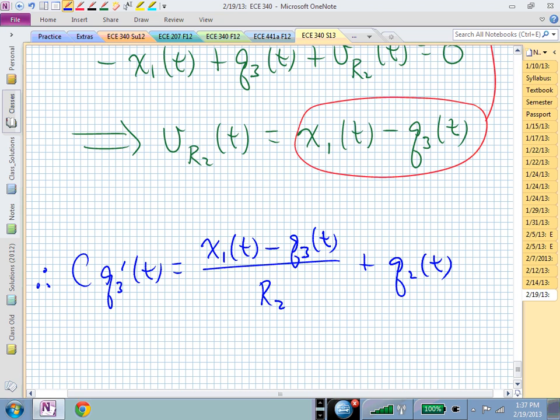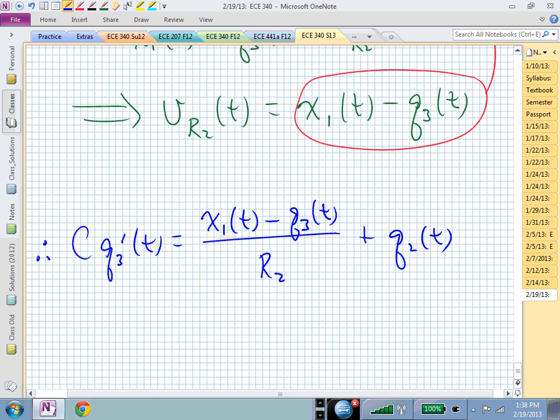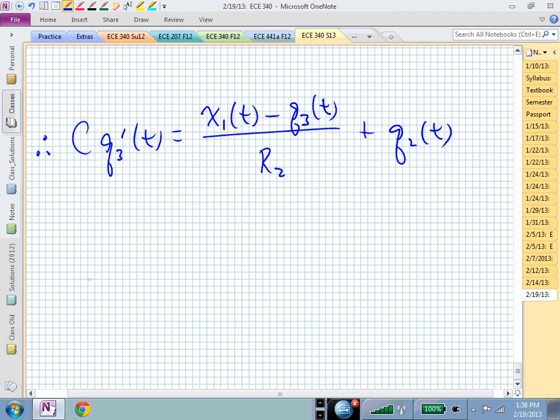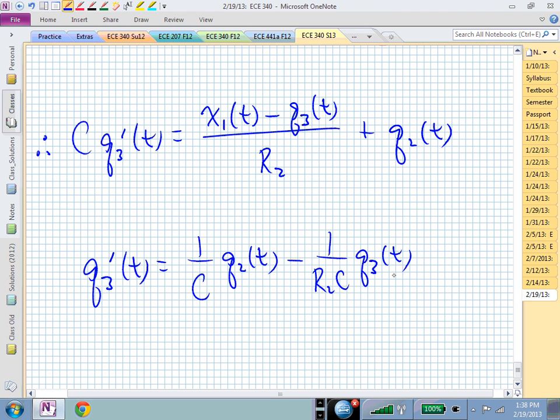Is that okay? And now divide everything by C, and I have q sub 3 prime is equal to 1 over C q sub 2 of t minus 1 over R sub 2 C q sub 3 of t plus 1 over R sub 2 C x sub 1 of t.